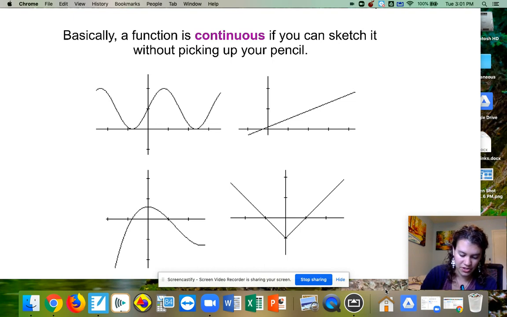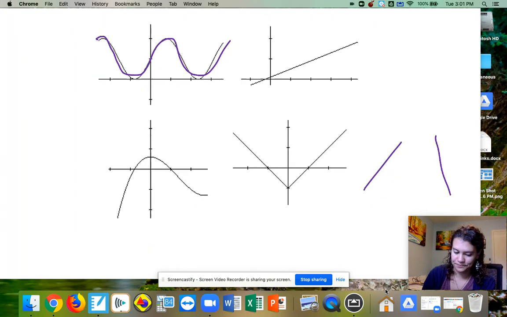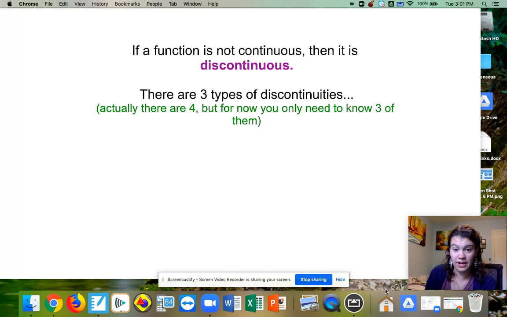So if we look at this function, I can draw it all in one go. I don't have to draw it, pick up, draw it again. Same with the other three. So if a function is not continuous, then it has to be discontinuous somewhere.